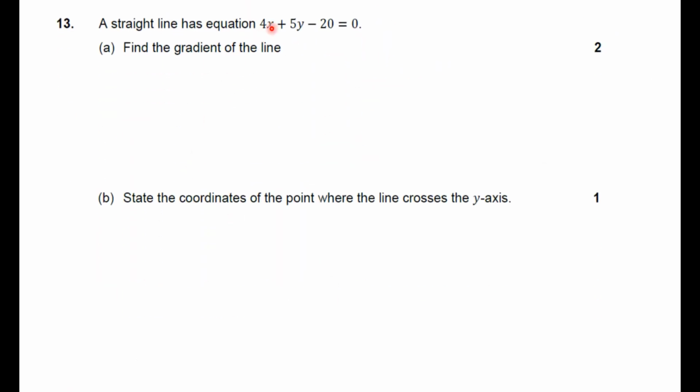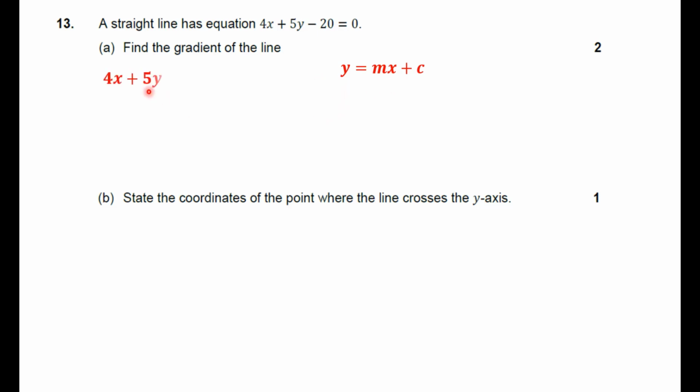A straight line has this equation. We want the gradient. Now, this is not in a good form for gradient. We want to get it into this form. We want y on its own. To get the gradient, it's mx. M is the gradient. So we have to change it into this form.